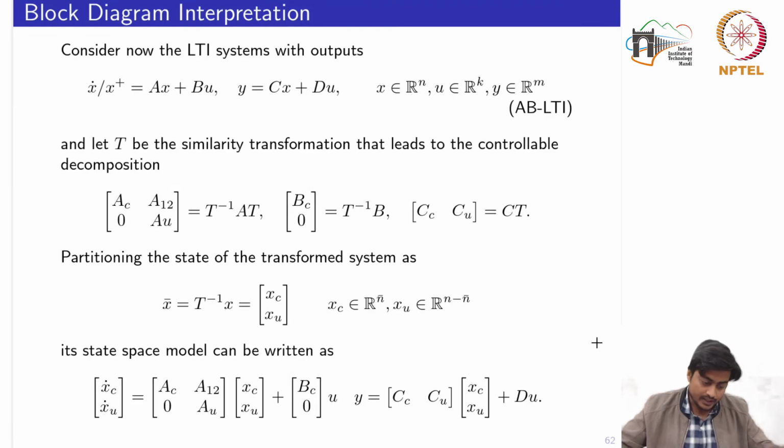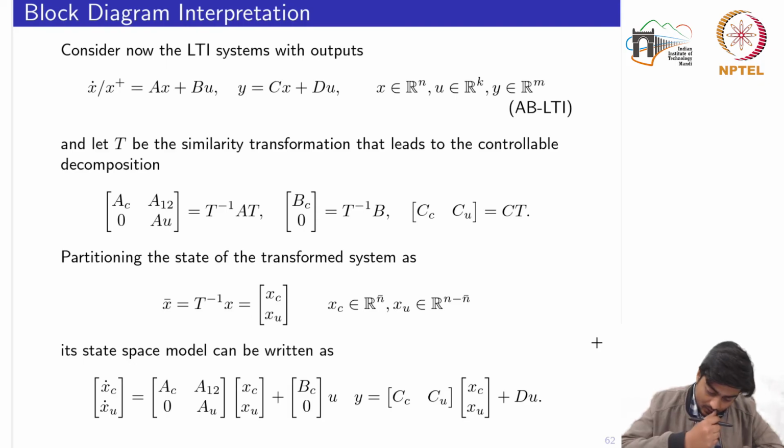Okay. After seeing the controllable and uncontrollable decomposition of the pair A, B, we can go back to the same representation that we discussed previously. So let's see here. We have the LTI system, continuous and discrete both. Here T is a similarity transformation matrix which decomposes the pair A, B into this one, and this is nothing but your A bar, B bar and C bar.